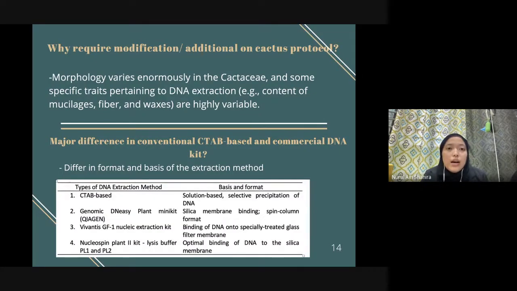So in this study, why is modification or addition to the cactus protocol required? Because each cactus part used varies enormously in its morphology, and some special characteristics pertaining to DNA extraction can be considered highly variable. So when conducting two different DNA extraction methods, there could be major differences in terms of format and basis of the extraction method.